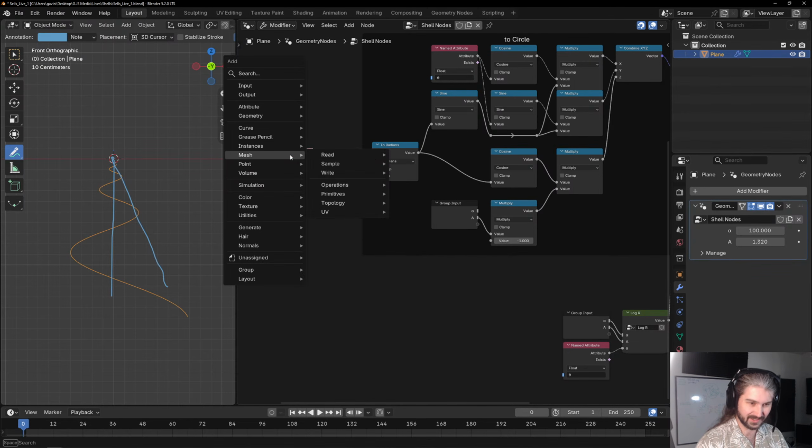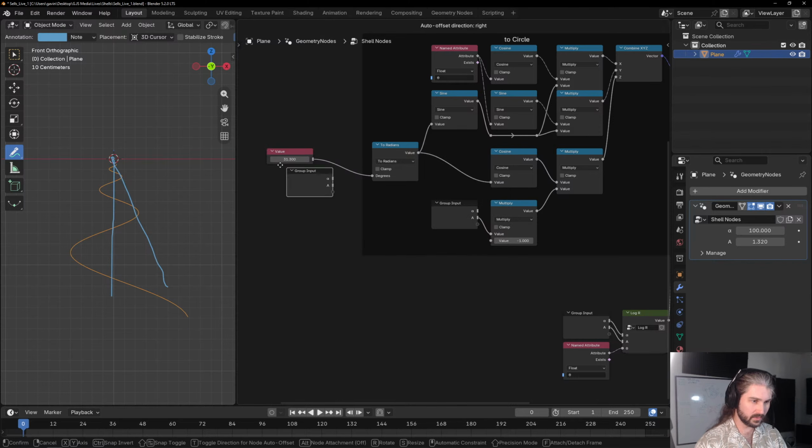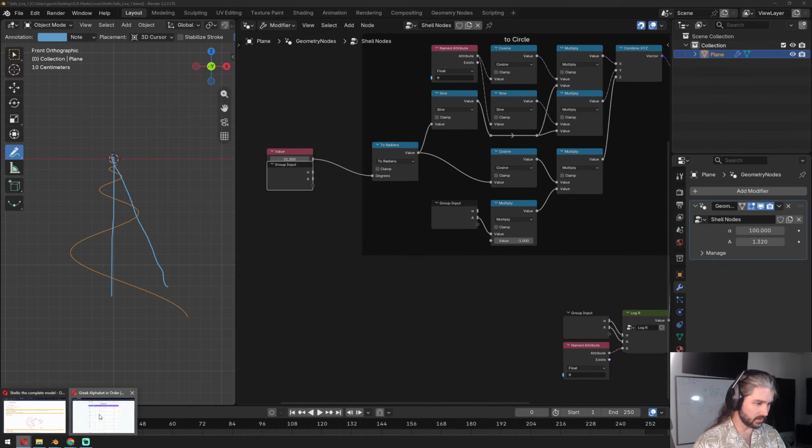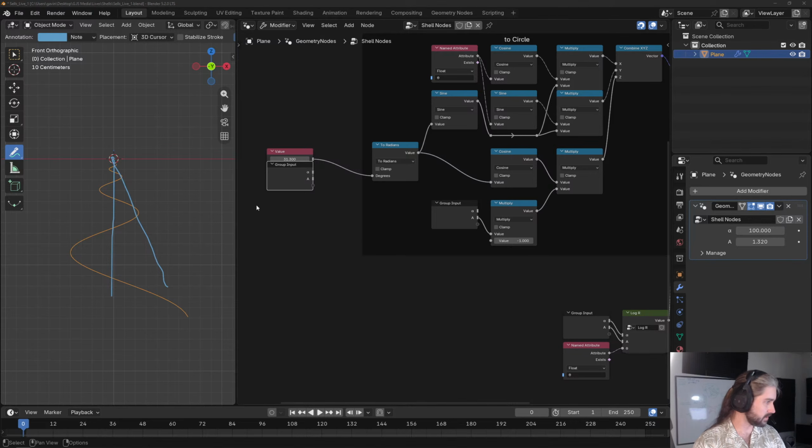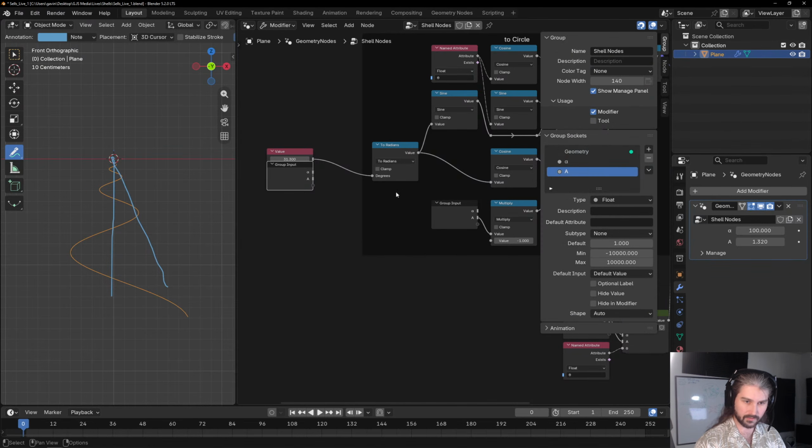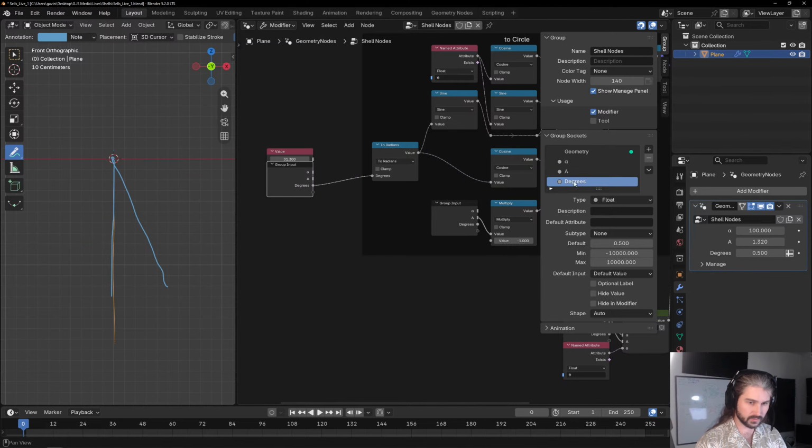Anyway, we need a new input node. We're going to call this beta because we already have an alpha. Plug that into our degrees. Beta. Bring that up above our A so that we have it next to alpha. This is also going to be a single value.